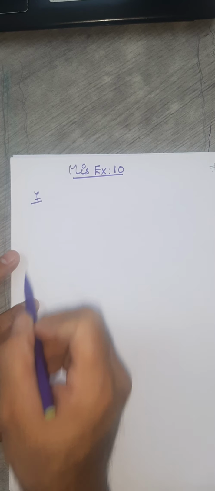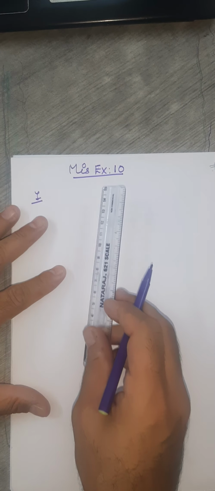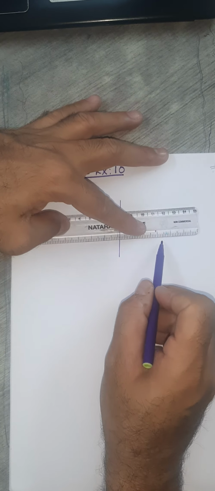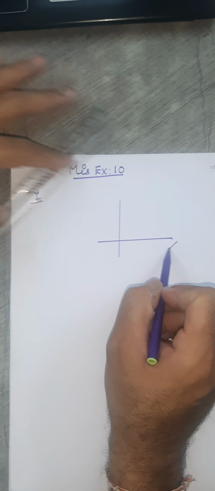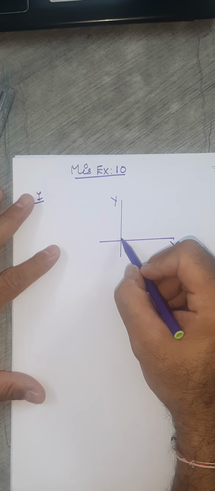We go for now miscellaneous exercise 10. Question number 1. First question says that write down unit vector in xy plane. So I'll consider here xy plane, two coordinate axes here. These are the two coordinate axes. You want a vector which must be unit.